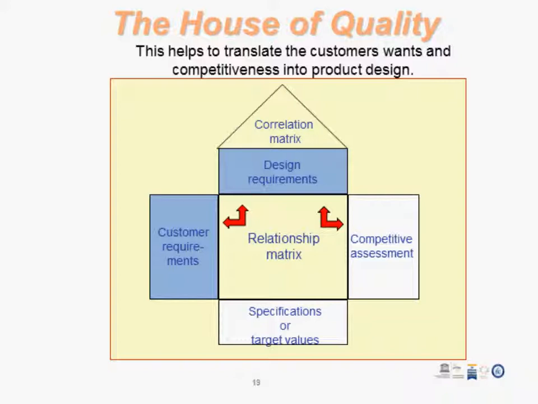The house of quality was actually developed by Mitsubishi to develop quality, but it is a very useful technique to translate customer wants and needs and also competitiveness into product design. On the left-hand side, the customer's requirements are listed. The right-hand side is competitive assessment. Your product and your competitors are listed here, and on the top are the design requirements. Here, how these are related appears in the middle relationship matrix.